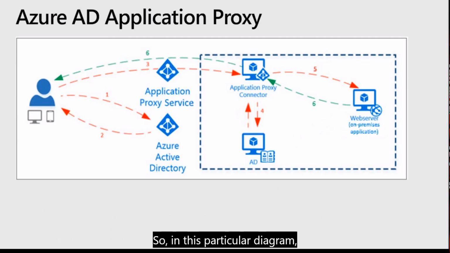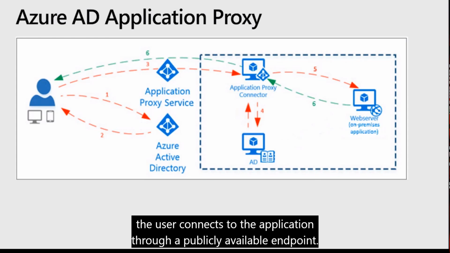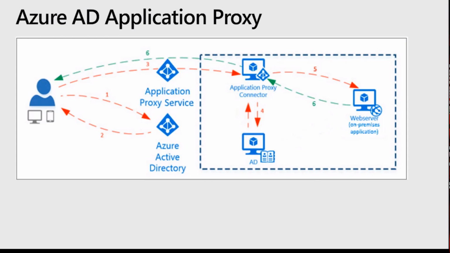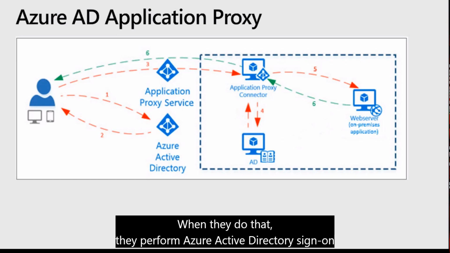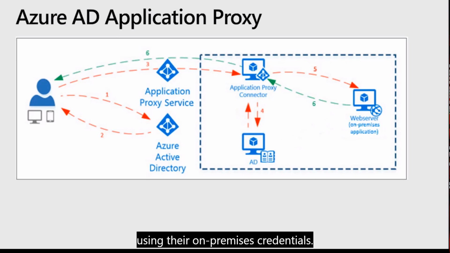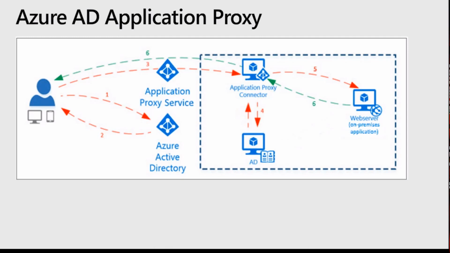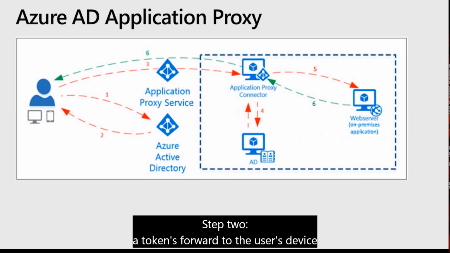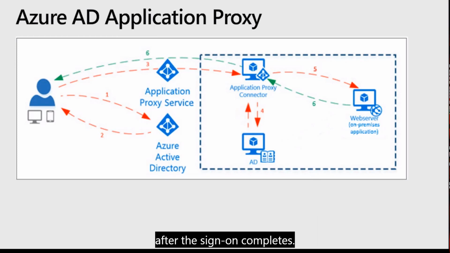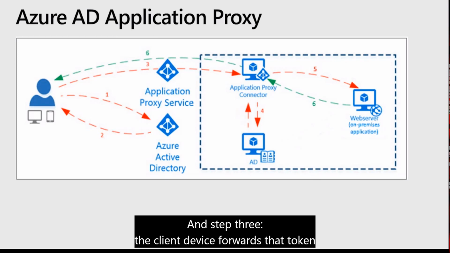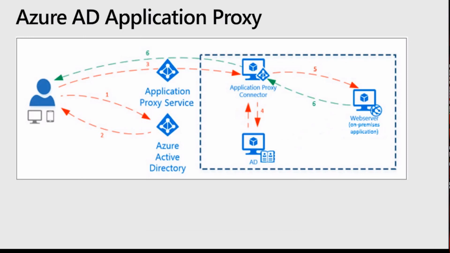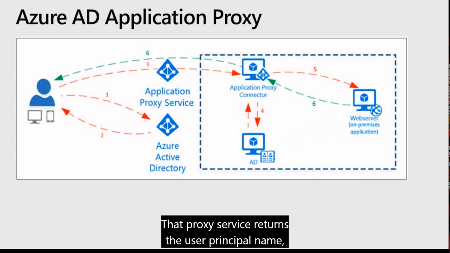So, in this particular diagram, let me talk you through how this works. In step 1, the user connects to the application through a publicly available endpoint. When they do that, they perform Azure Active Directory sign-on using their on-premises credentials. Step 2, a token's forwarded to the user's device after the sign-on completes. In step 3, the client device forwards that token to the application proxy service. That proxy service returns the user principal name and security principal name from the token.